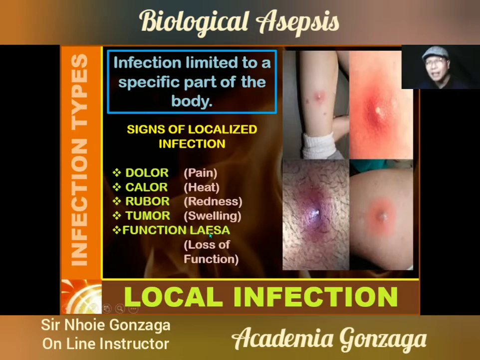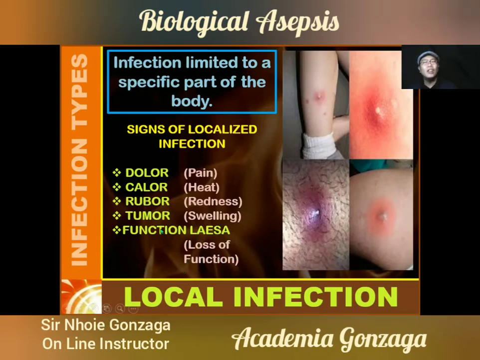Meaning, if you have a localized infection in a specific part of your body, for example, your hand is infected, there will be pain, and then it will feel hot. There will be heat, then there will be redness around it, and there will be swelling. And if these four prolong and no medical attention is given, it will result in the area not being functional anymore because of the inflammation.